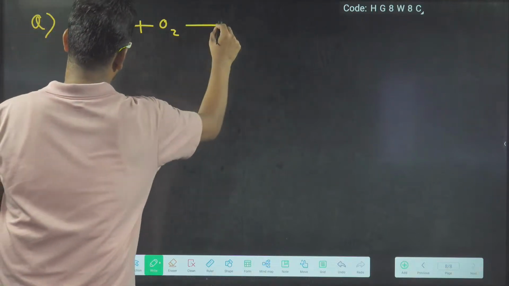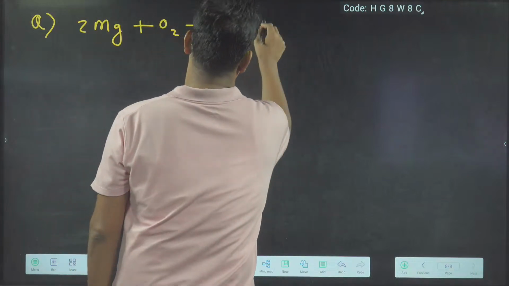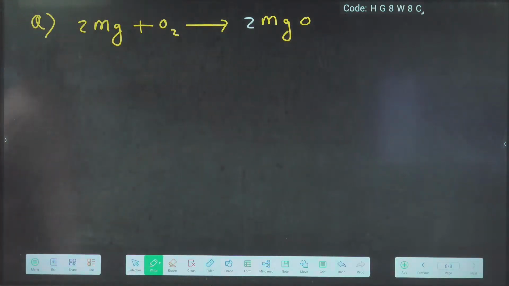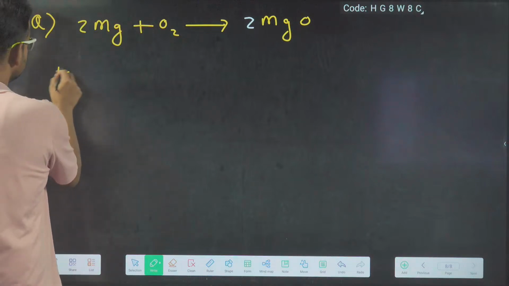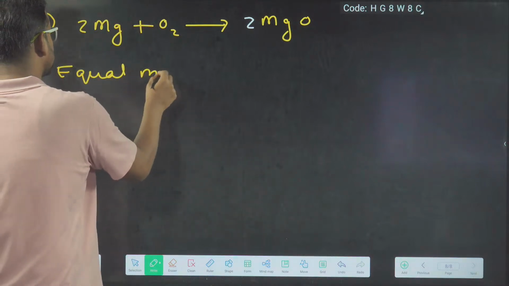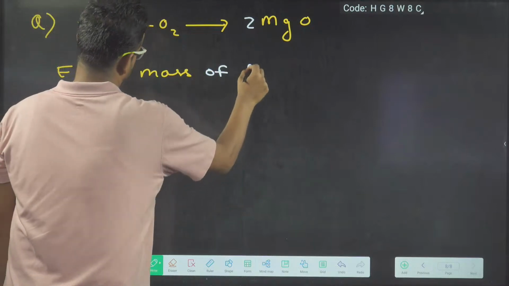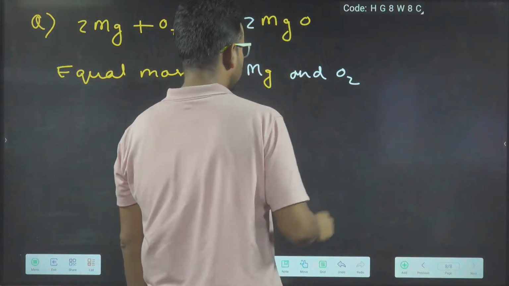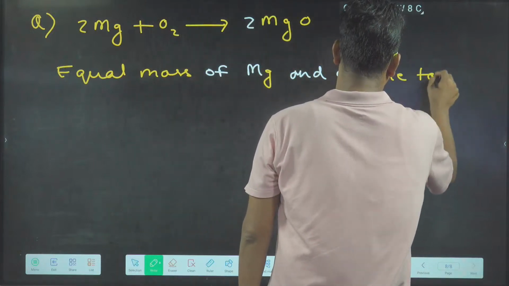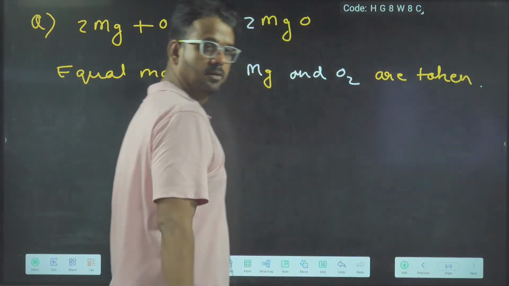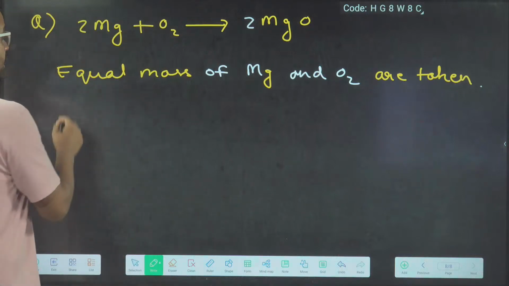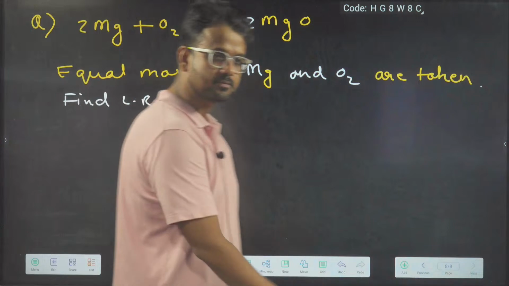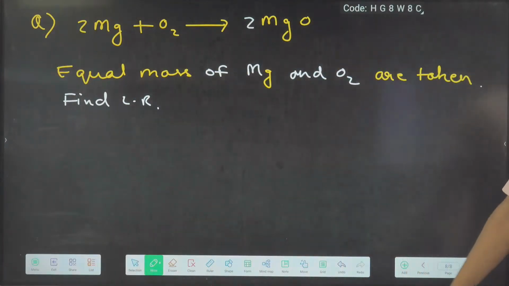2 Mg plus O2 goes to 2 MgO. Equal mass of Mg and O2 are taken. Find LR. Do this everybody.